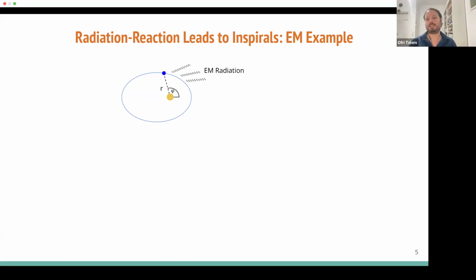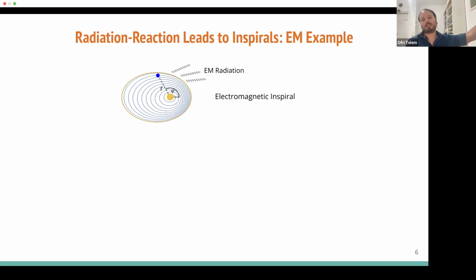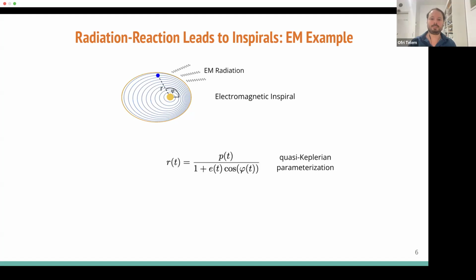Now what happens if we have radiation? Of course, things radiate. A classical electron would radiate electromagnetic radiation as it accelerates. You're going to radiate and lose energy and angular momentum, and you're going to inspiral into the classical proton. We can parameterize the true orbit using a quasi-Keplerian parametrization, which is basically taking the Keplerian parametrization and taking these quote-unquote constants of motion to have a slow time dependence, representing the fact that some energy and angular momentum are lost to the outgoing radiation. Now P of t and E of t change slowly with time.